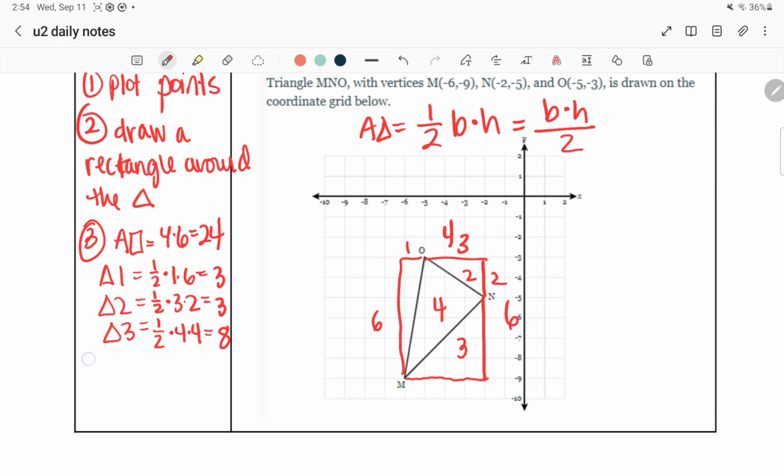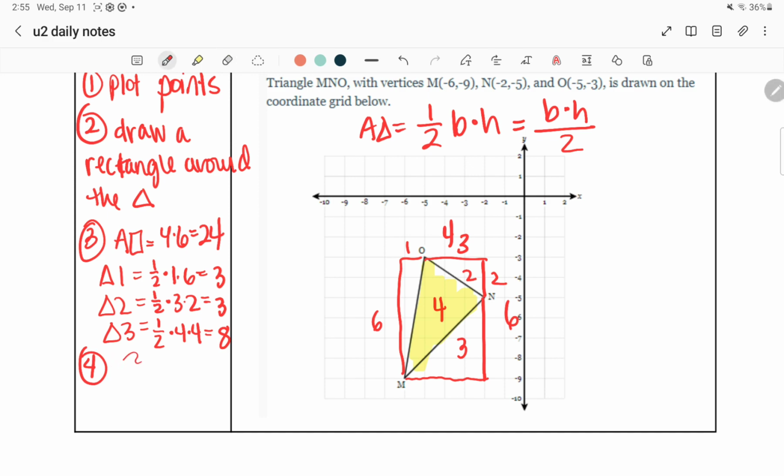So step 4 is, if I have all these areas, like I have the area of the whole rectangle, and I start taking away all the other areas, I am left with the area of the triangle that Delta Math wanted me to find in the first place.